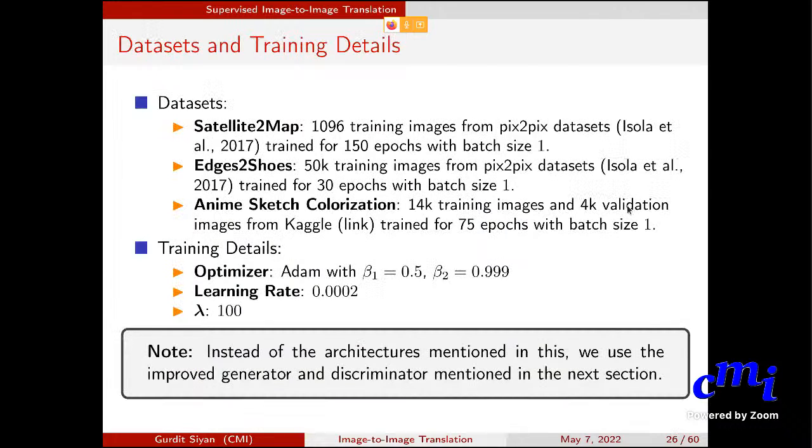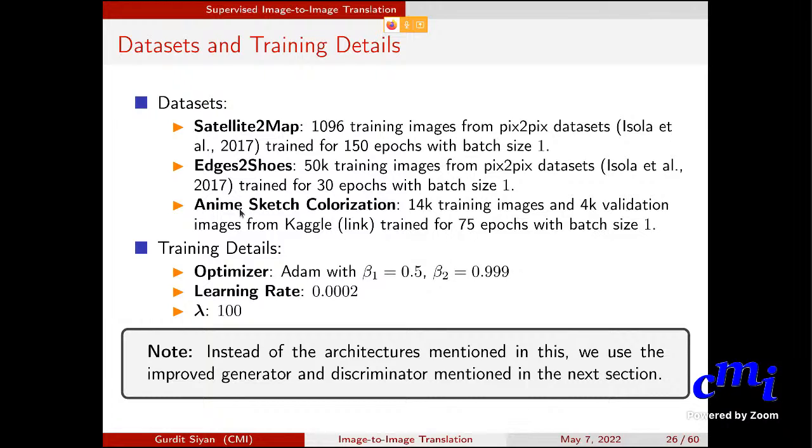So for datasets for the Pix2Pix model, I used about three datasets. One of them was satellite to map. It has about 1,000 images from the original Pix2Pix paper. They uploaded that on their website. Trained for about 150 epochs with batch size 1, and also an edges to shoes dataset with about 50K images, trained for 30 epochs, batch size 1.